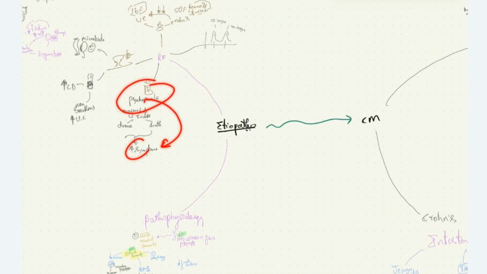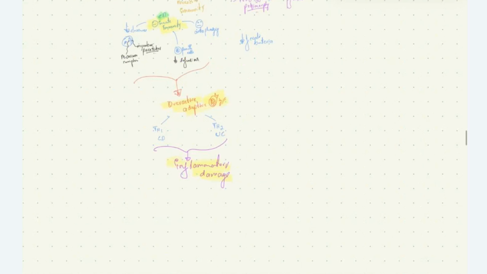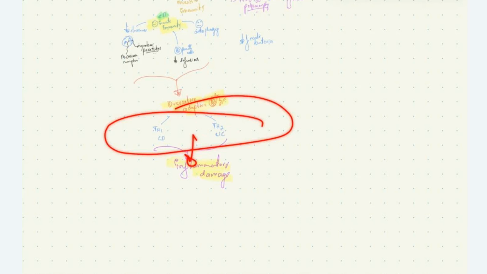In the pathophysiology, we saw there is a mutation of the NOD2 gene which leads to impaired mucosal immunity, that is impaired innate immunity, causing reduced clearance of bacteria, impaired secretion of defensins by Paneth cells, and impaired autophagy, leading on to overactive adaptive immunity, overactive B cells and T cells. In Crohn's disease, we see more type 1 helper cells activating. In ulcerative colitis, we see type 2 helper cells being activated more. This leads on to inflammatory damage from overactive adaptive immunity.